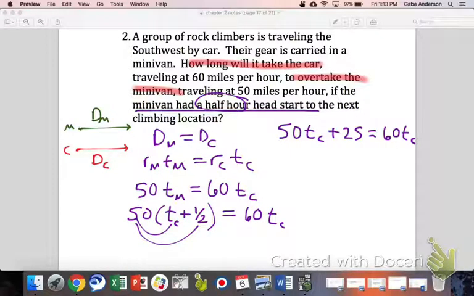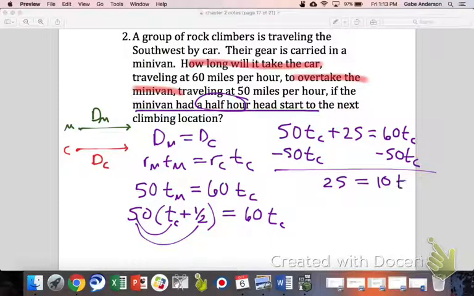Subtraction, yeah. So I'm going to subtract 50 TC from both sides. And I get 25 is equal to 10 TC. My final step would then be to do what? Division, yep. So divide by 10 on both sides. And we're going to get 2.5 is equal to TC. So 2.5 hours would be our units.